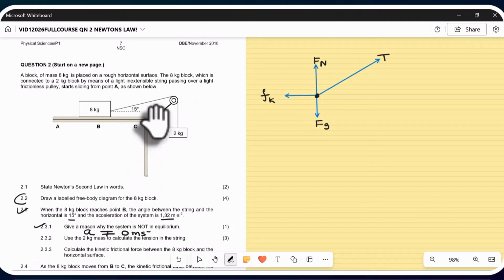Then they say use the 2 kg mass to get the tension in the string. Now, because it's going this direction here, the 2 kg is going downwards. Why is it going down? Because it is pulled by Fg, and then it is opposed by the tension. So the net force is Fg minus T.